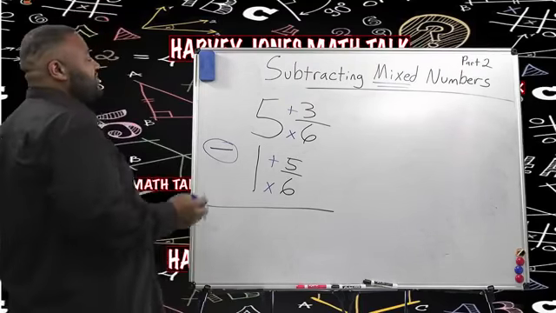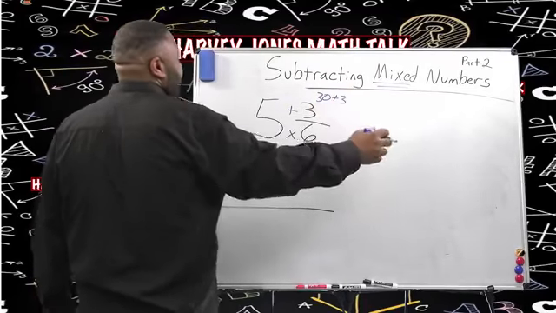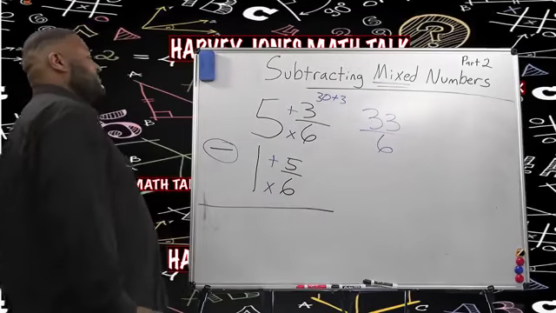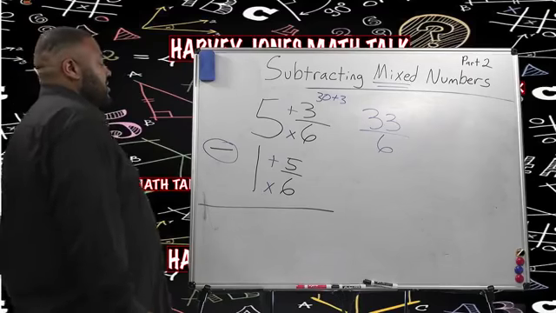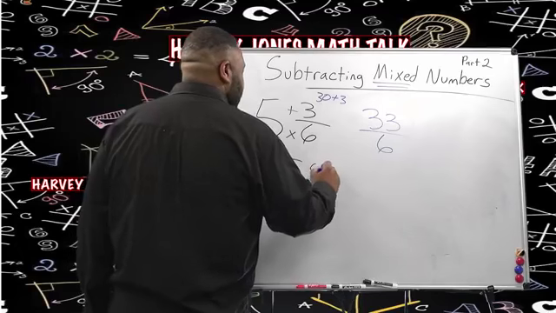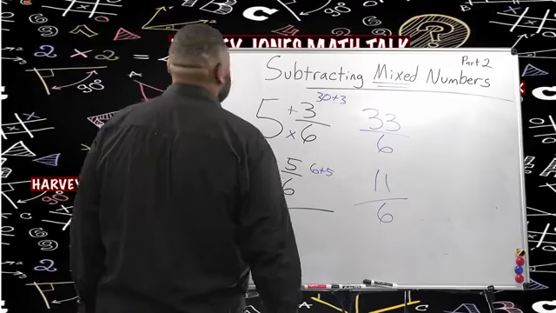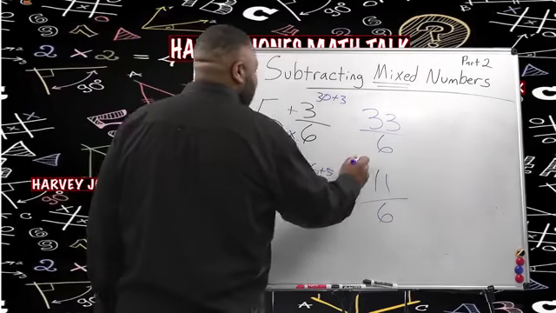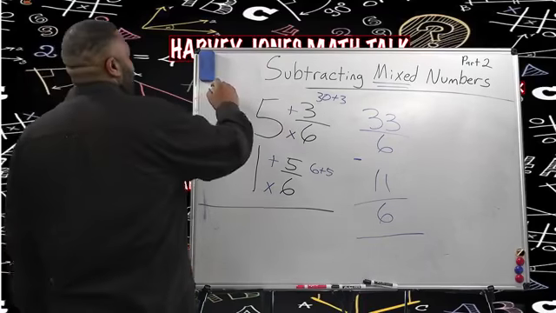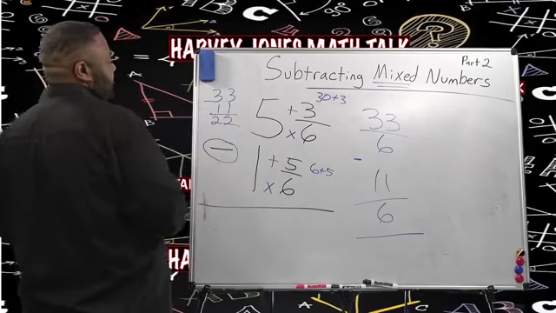Good. So you got 6 multiplied by 5 is 30. Plus 3 is going to give us what? 33 over 6. Now, 6 multiplied by 1 is 6, plus 5, that's going to give us 11 over 6. What am I doing? I am subtracting. 33 minus 11, that looks familiar. That's going to be 22 over 6.